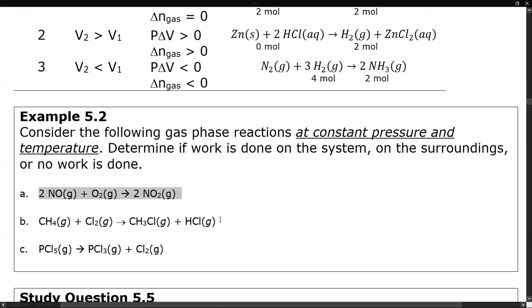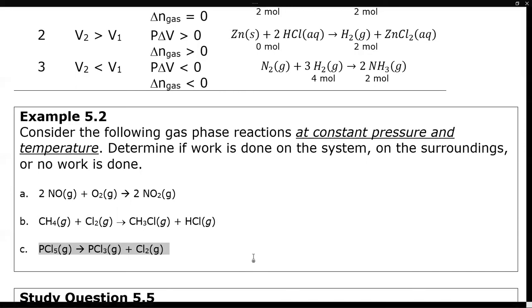In this second one, you can see that the moles of gas are the same on both sides, 2 moles on the reactant, 2 moles on the product, so no work is done. This last one, I have more moles. I got 1 mole on the reactant side, 2 moles on the product side, so an increase in the number of moles of product versus the reactant. So in this case, V2 is bigger than V1, so that means it pushes out and work is done on the surroundings by the system.